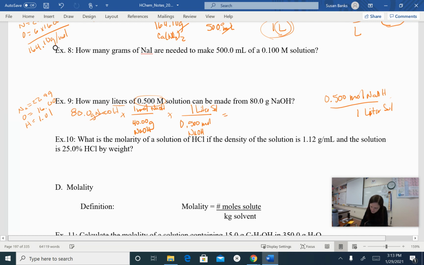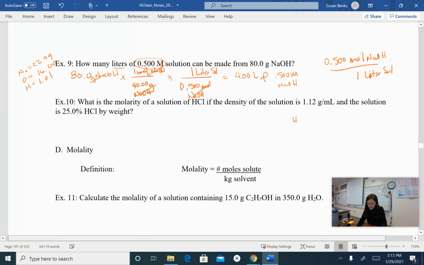Okay, so my grams cancel, my moles of sodium hydroxide cancel, and I'm left with liters. So 80 divided by 40, which is 2, divided by half is 4. So I will be able to make 4 liters of a 0.5 molar sodium hydroxide solution with that.